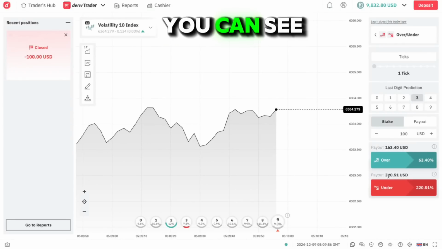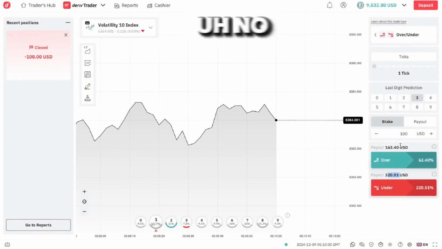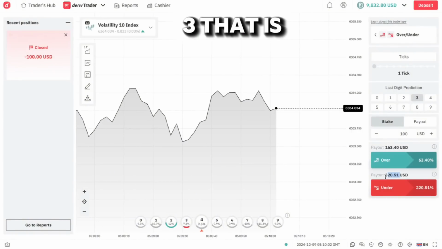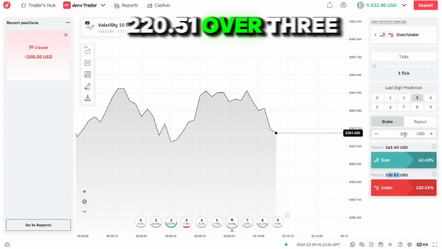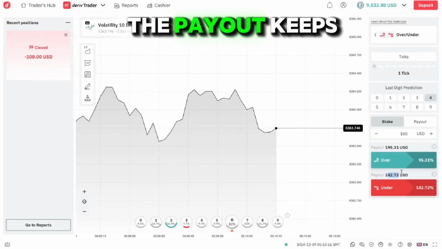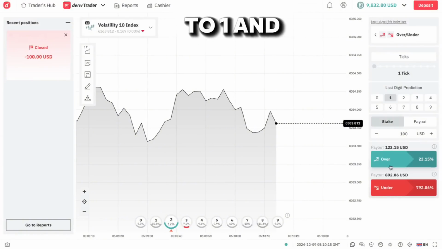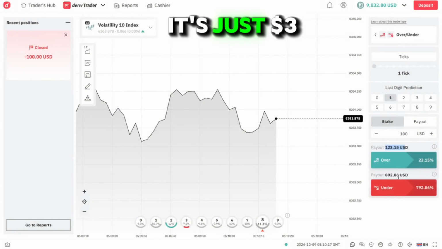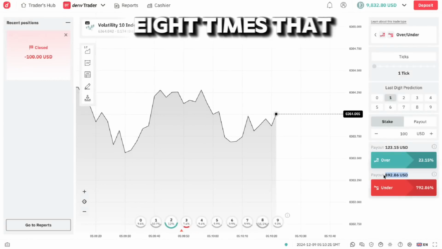So for example, you can see under 3, you make 220.51. Over 3, you make $63. You go to 4, so the payout keeps either reducing or increasing based on the risk. If you go to 1 and you check over, it's just $3. If you go under, you're almost making 8 times that amount.